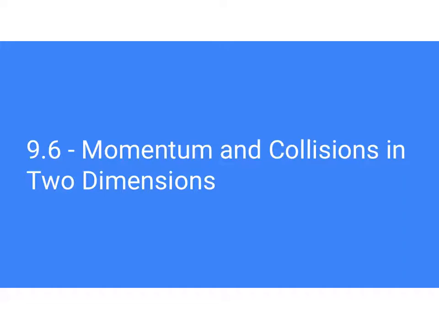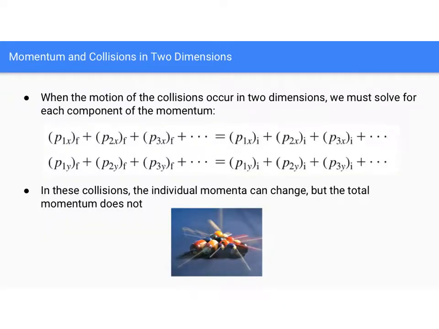Okay, so what does that mean? It means that PIX has to equal PFX. PIY has to equal PFY. PIZ has to equal PFZ. Okay, so even though we can have a very complex collision, playing pool is a huge example of this. Even though we can have a really complex collision, momentum is conserved independently in each dimension.